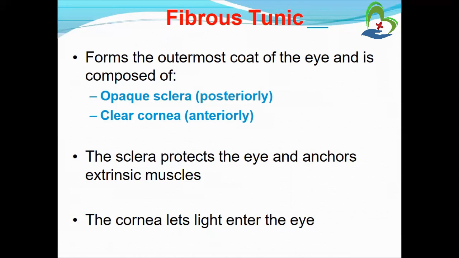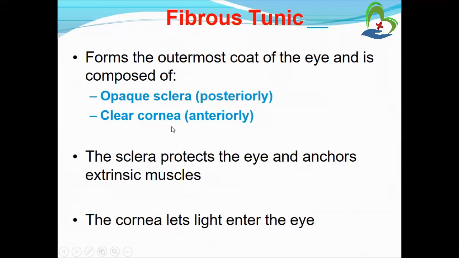So the cornea lets light enter the eye. Now, what is the function of the sclera? The sclera is opaque and the cornea is clear. The sclera protects our eye and anchors the extrinsic muscles. So the main function of the sclera is the protection of the eye.